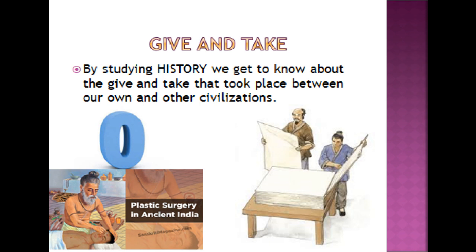Also, if I take our neighboring country China, even they contributed to the world. For example, we all have paper in our books. Paper making came from the Chinese civilization. Printing came from China. Gunpowder came from China, and the compass. A compass is a tool for people who sail in ships that gives direction, to find whether we are going towards north or south. Even that was one of the inventions of ancient China to the world. So I said, by studying history, we get to know about the give and take that took place between our own and other civilizations.